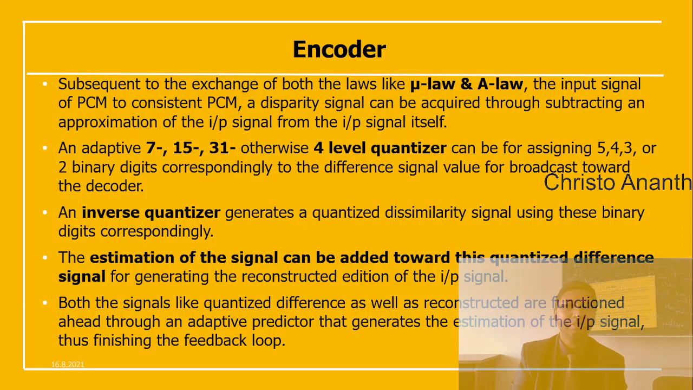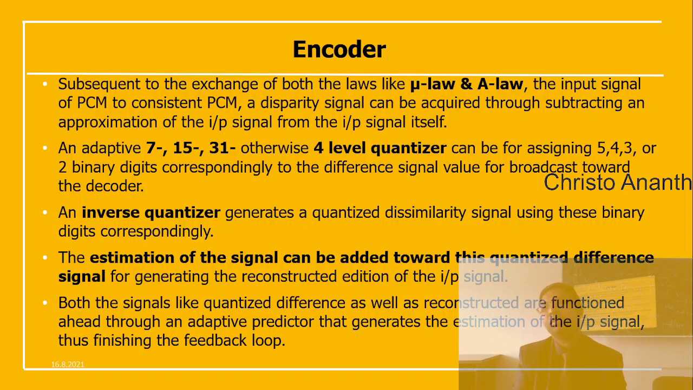The input signal of the PCM to the consistent PCM will have the disparity signal acquired by subtracting the approximation of the input signal from the input signal itself. Here you will be using an adaptive quantizer, maybe 7, 15, 31 levels, or otherwise you can use a 4-level quantizer. You can assign 5, 4, 3, 2 binary digits corresponding to the different signal values we saw in that diagram. Here we'll be using an inverse quantizer, which will generate the quantized dissimilarity signal using the binary digits.